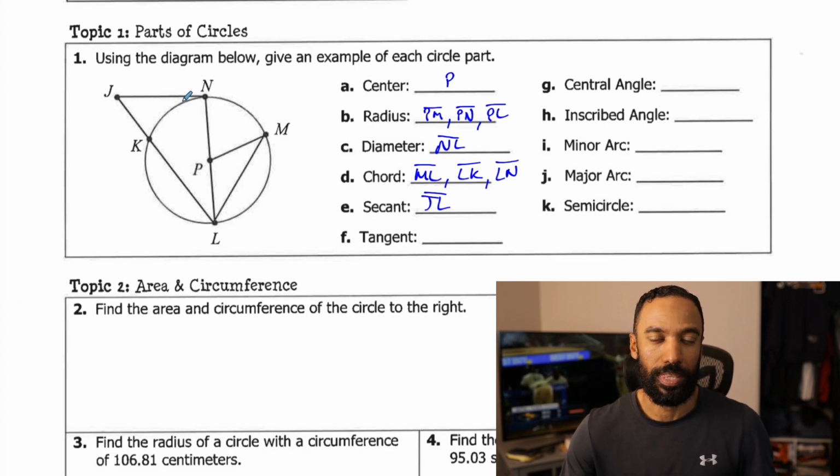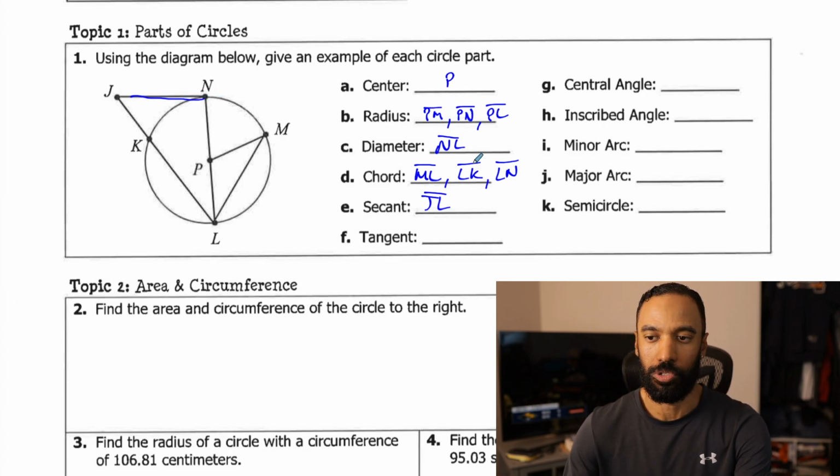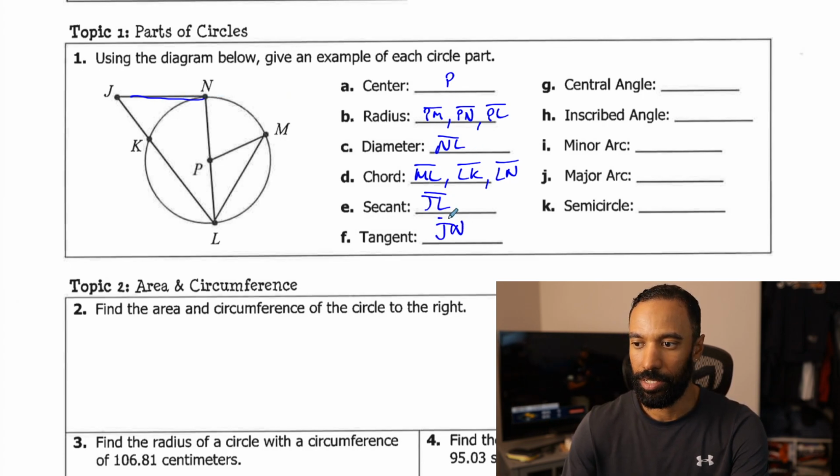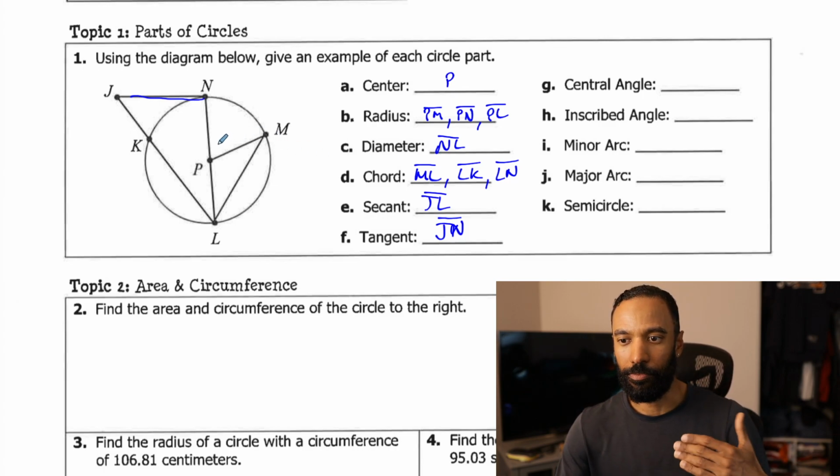I'm going to use that one. Tangent. This one is one that hits a circle once. So from J to N, and then it kind of just kisses and bounces off. So JN would be considered a tangent. That's an N. Central angle. That's an angle formed at the center.